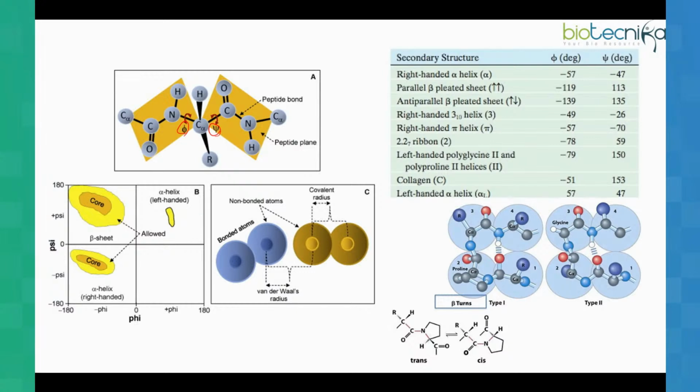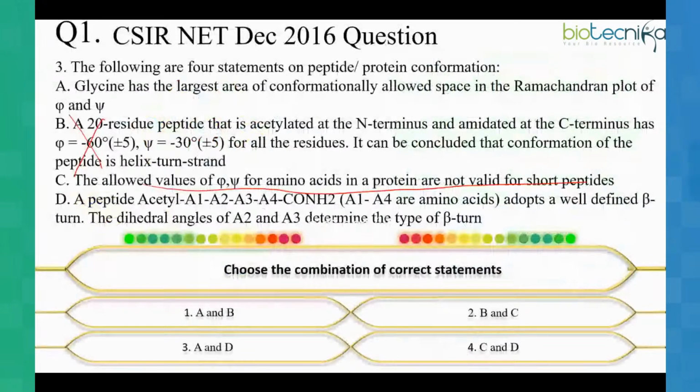So even a single peptide bond will have at least one phi and one psi, and they can be plotted on the Ramachandran plot. But it is saying it is not valid for short peptides. That's why it is wrong.